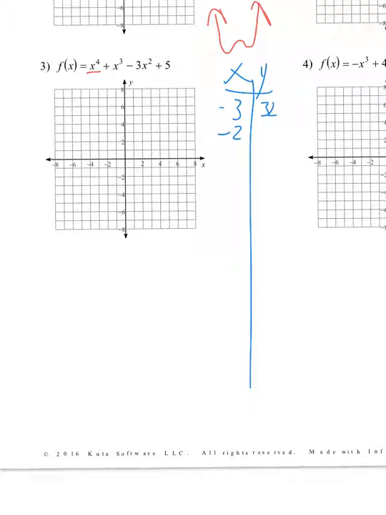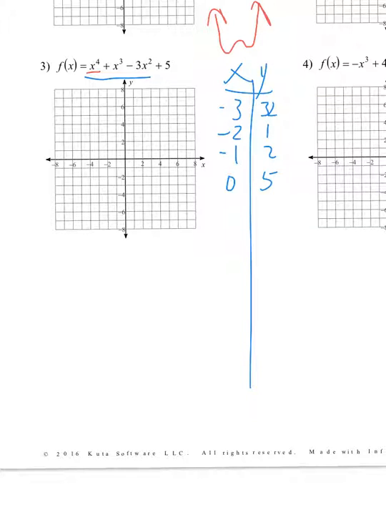At -2, we're going to have 1. Okay? At -1, it's 2. At 0, if we put 0 in here, it's going to be at 5. Okay, so again, you have to plug these in, and I'd have to do all these values to the 4th, plus to the 3rd, minus 3x squared, plus 5, putting them all in. And you can do that on your calculators.